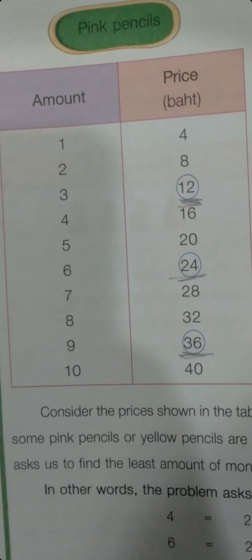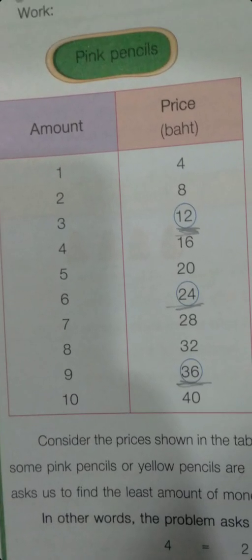So here are the pink pencils. The amount is 1 and the price is 4 baht. Next, the amount is 2 and the price is 8 baht. Then 3 is 12 baht. 4 is 16 baht. 5 is 20 baht. 6 is 24 baht. 7 is 28 baht. 8 is 32 baht. 9 is 36 baht. And 10 is 40 baht.